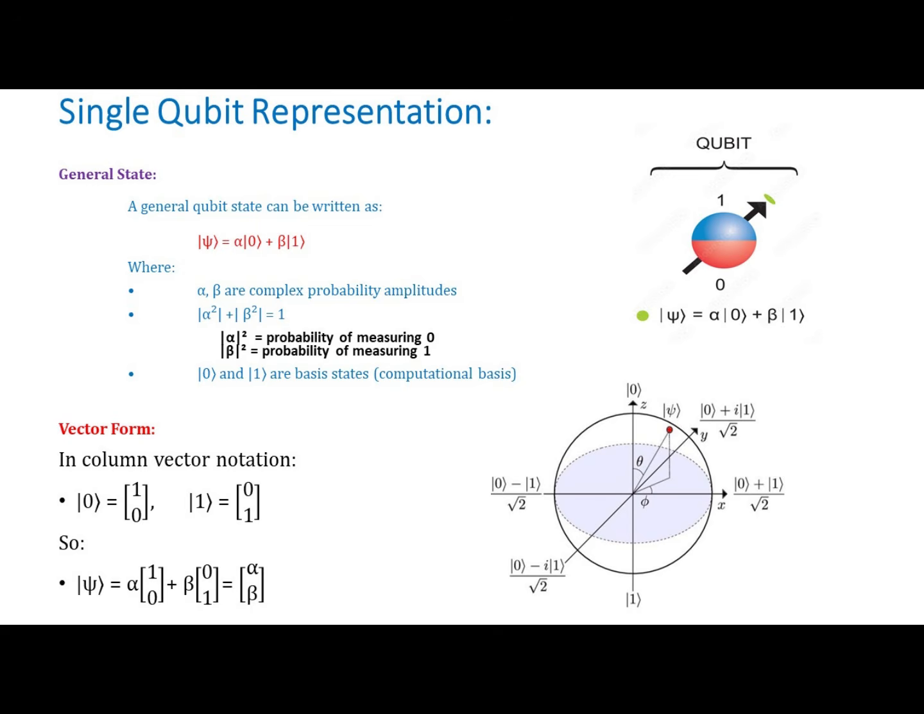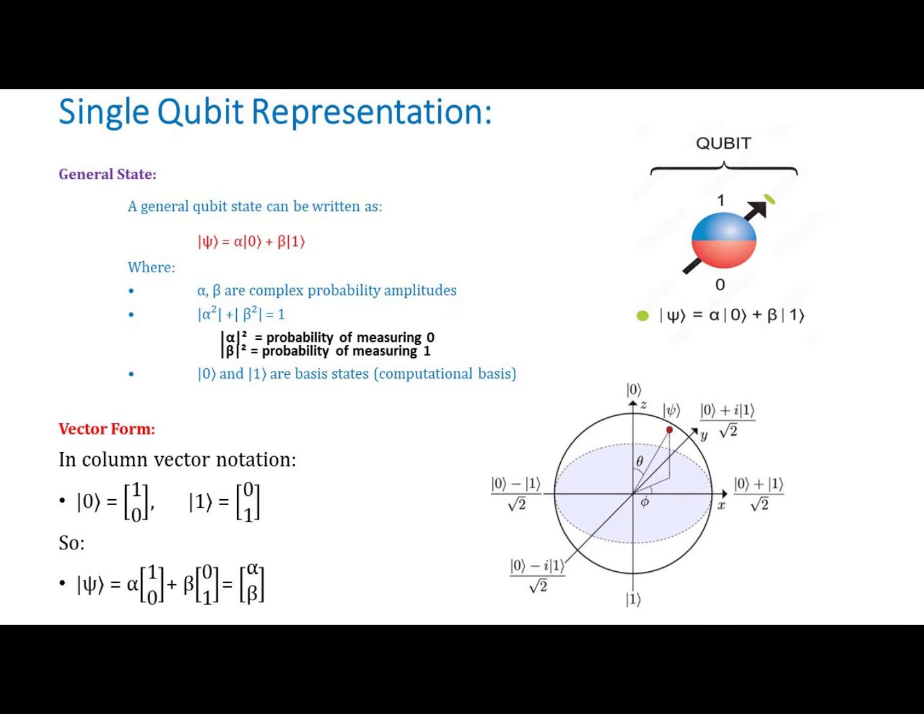This slide explains the representation of a single qubit. A general qubit state is written as psi equals alpha ket 0 plus beta ket 1. Here, ket 0 and ket 1 are the computational basis states. Alpha and beta are complex probability amplitudes. The normalization condition is modulus alpha squared plus modulus beta squared equals 1.